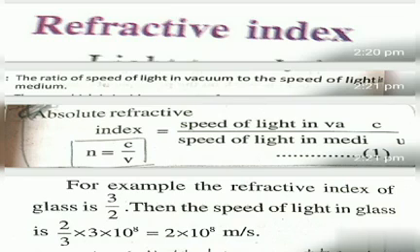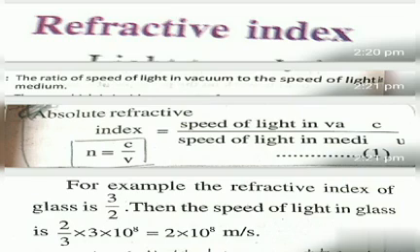Refractive index gives us an idea of how fast or how slow light travels in a medium. The speed of light in a medium is low when the refractive index of the medium is high, and the speed of light in a medium is high when the refractive index of the medium is low. If the speed of light in a medium is low, then the refractive index is high. If the speed of light in a medium is high, then the refractive index is low.